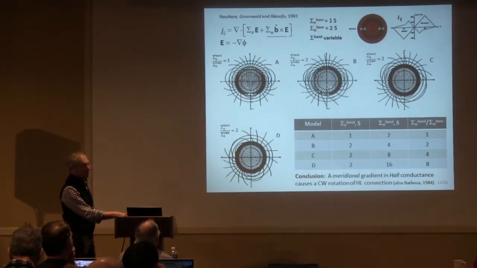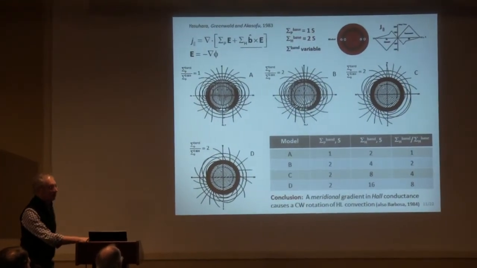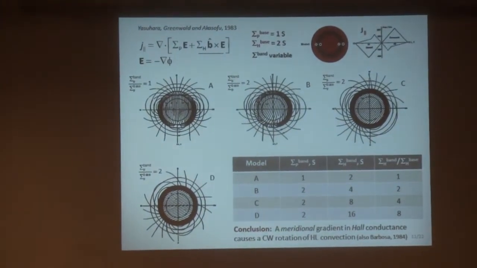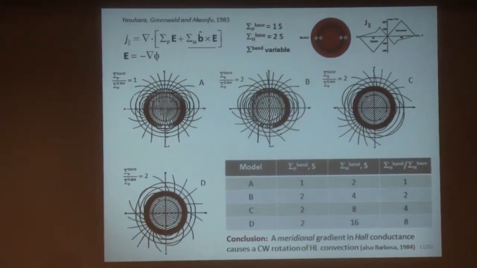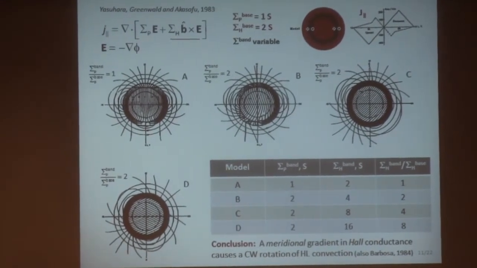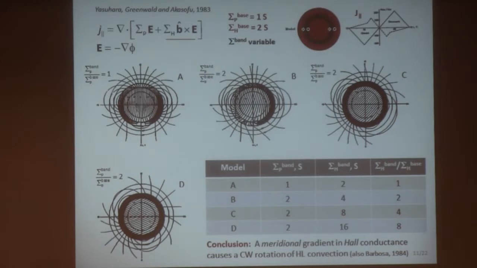Now, to try and get some organization into the cause of this asymmetry that we're seeing here, I'm going to go back to a paper by Yasuhara, Greenwald, and Akasofu, 1983. They asked a fairly simple question, with a really simple model, and sometimes simple models have a lot of insight in them. They don't have all the reality of the problem, but they're very useful in that regard.